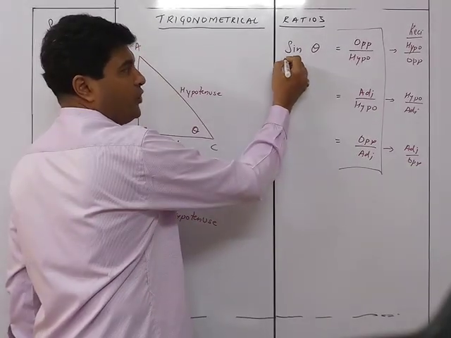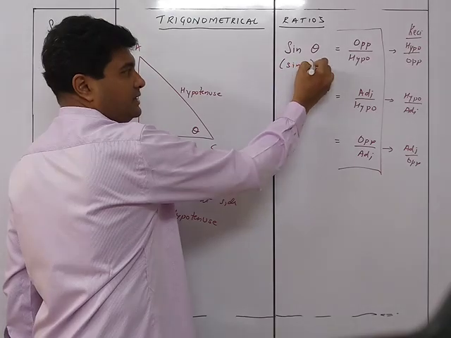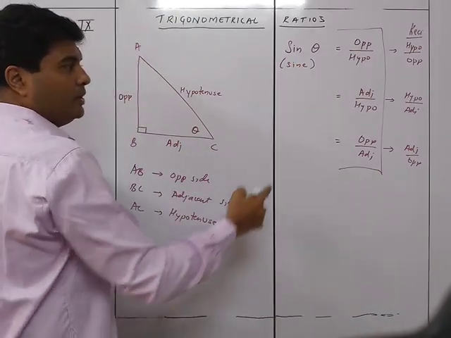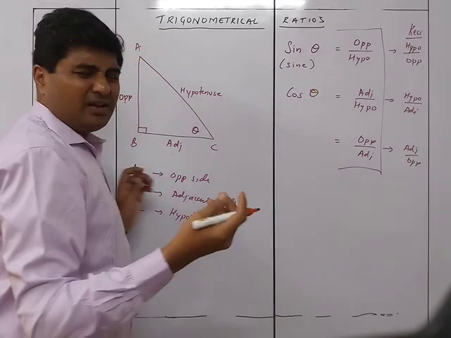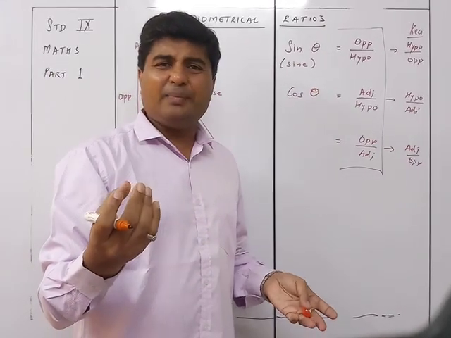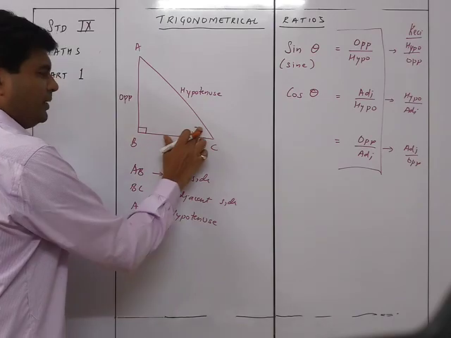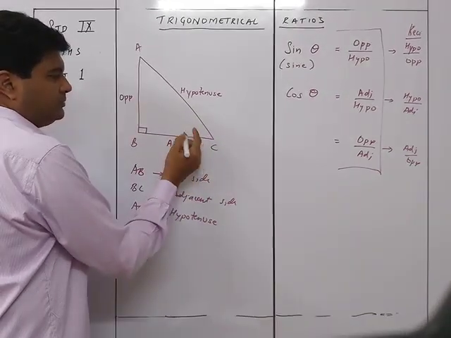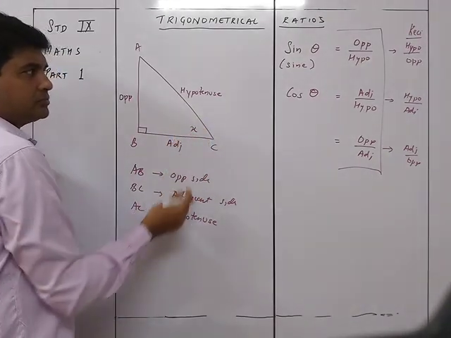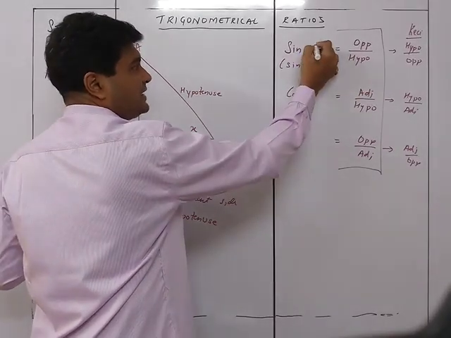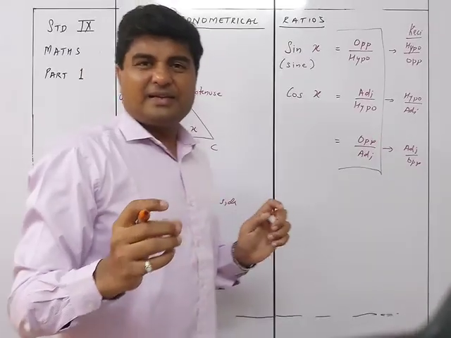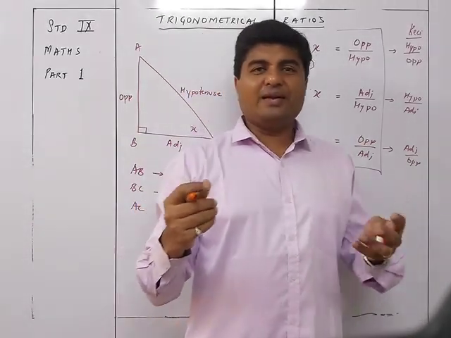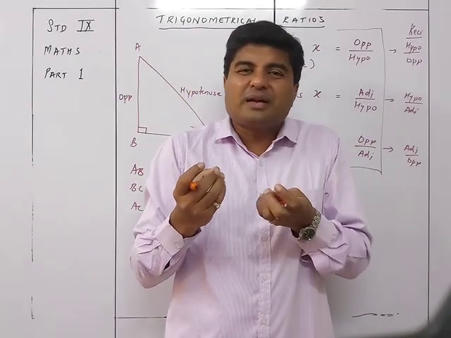The full form is S-I-N-E. It's sine theta. This one is cos theta. Theta is just an angle. Theta ke pehle x liya, a liya, b liya, to bhi chale gaya. Like, let's take it this way. Main isko yahan pe kar deta hun, angle x. So I can write over here sine x. Here is cos x.